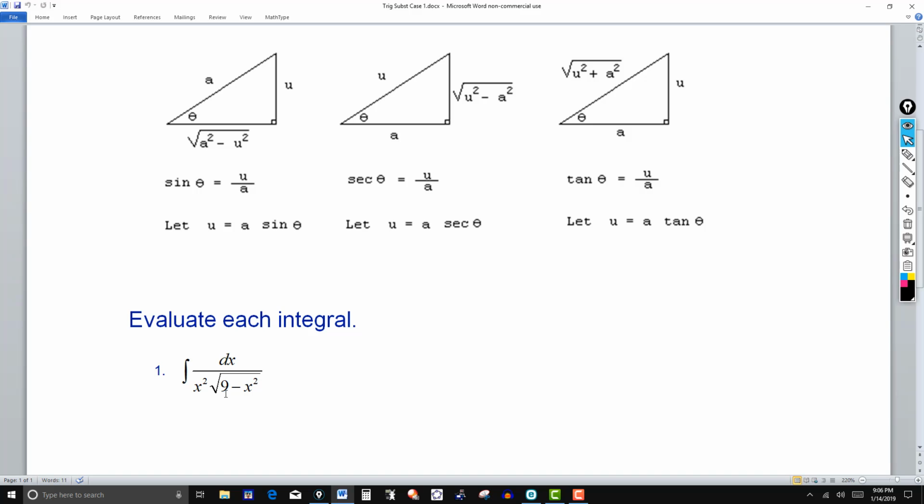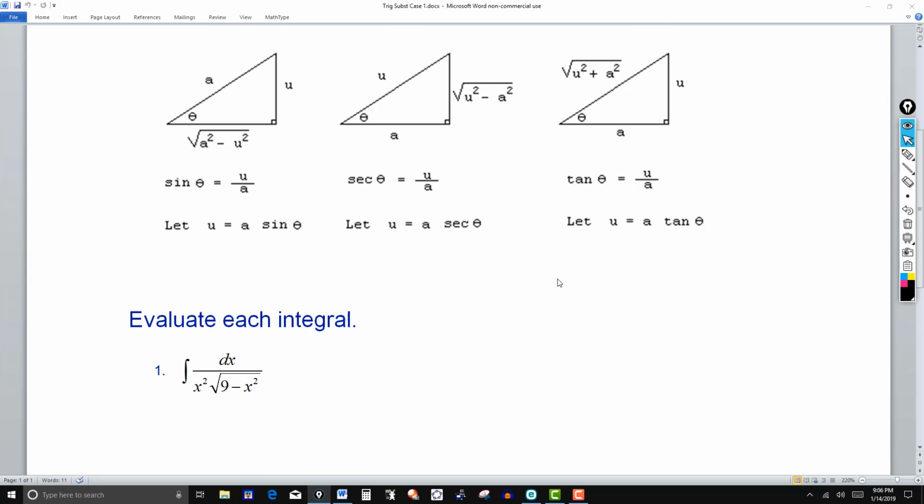So now I'm going to use the first substitution here. Sine theta is equal to u over a. So I would set up this triangle right here. You always want to set up this triangle if you're using case 1. So sine of theta is u over a. Set it up. And then we go on to the substitutions.